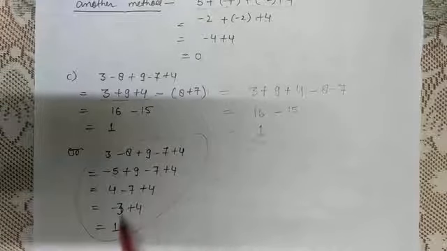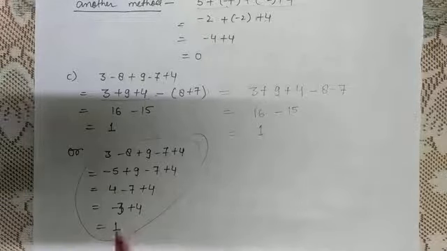Plus 4 and 3 and 4. This is minus 3 plus 4. We have to subtract them. Since 4 is greater, we will get 1.